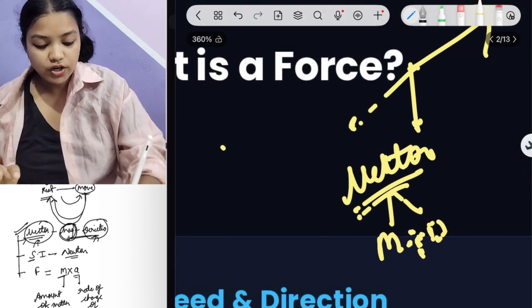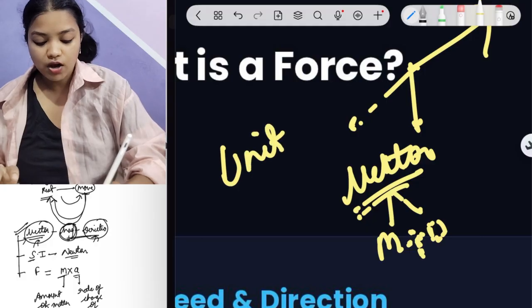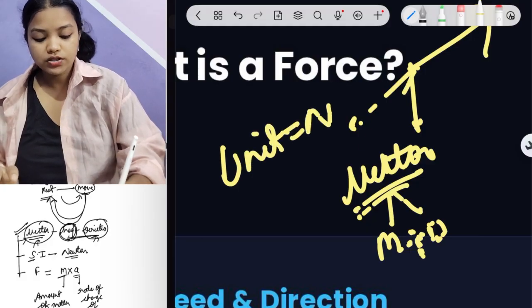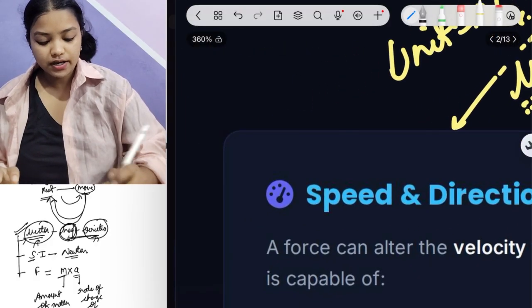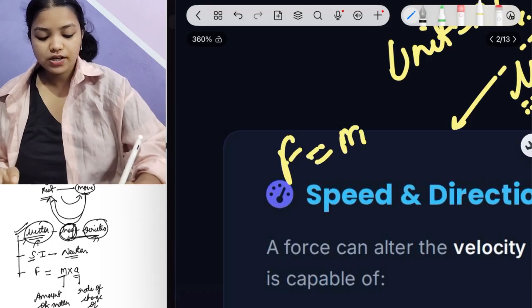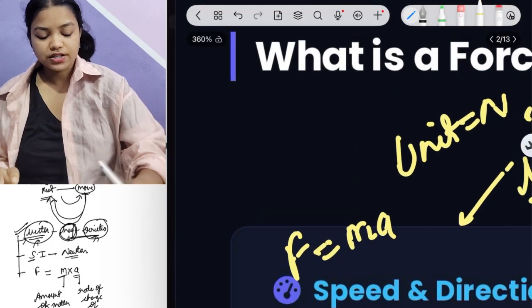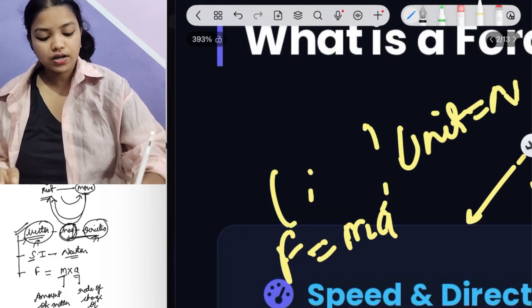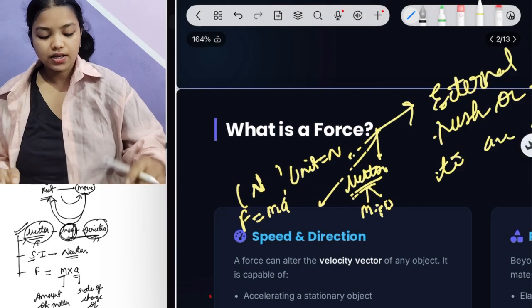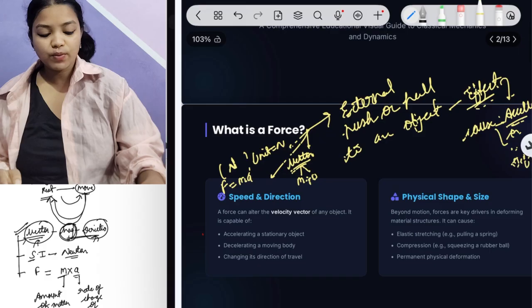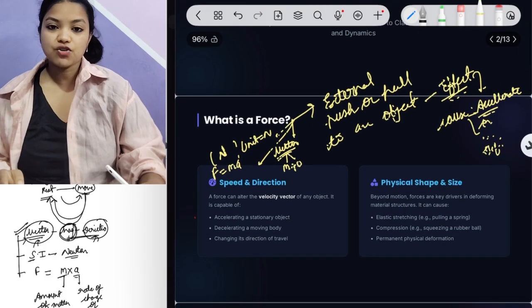Now what is the unit of force? Unit of force क्या होगा? न्यूटन होगा. और इसका बेसिक formula: force equal to mass into acceleration. How can we represent the Newton? The unit is represented with a capital N. Is it clear? Now these are the basic understanding and definition of force.